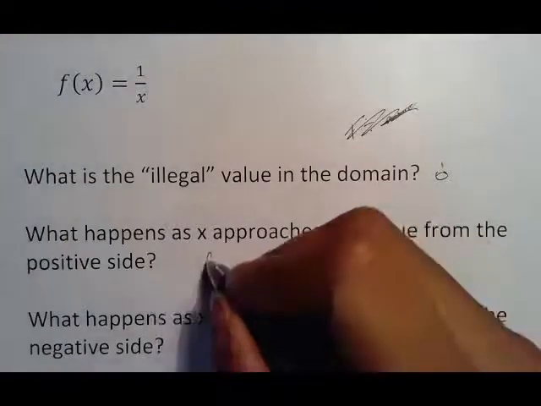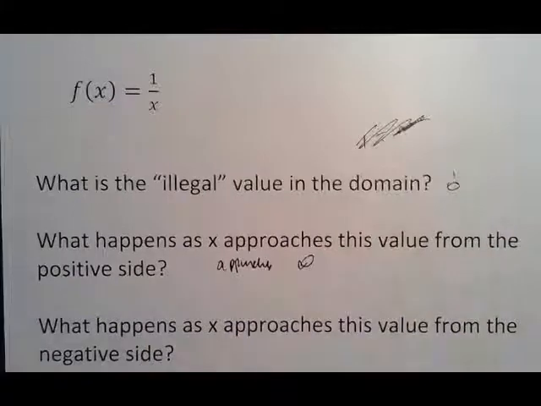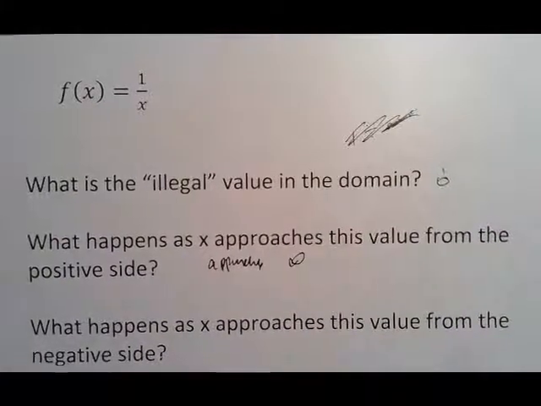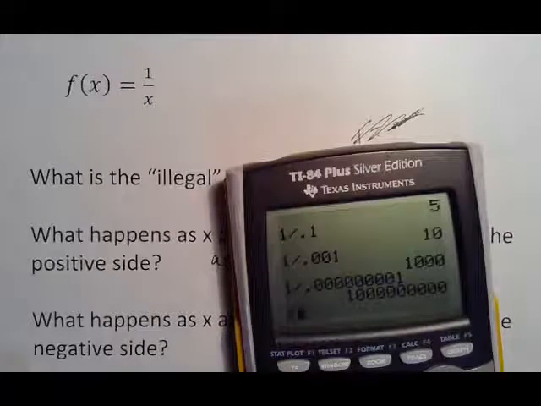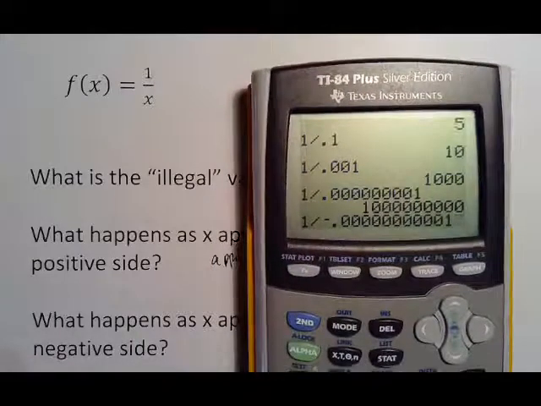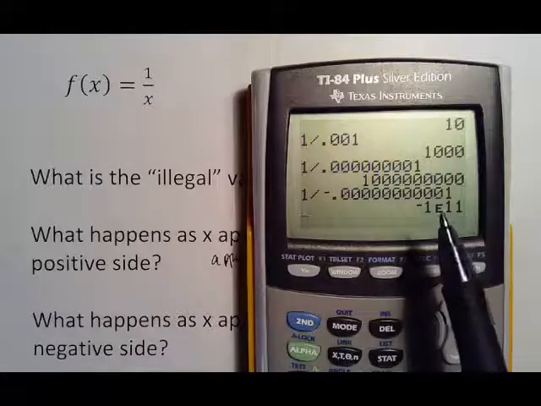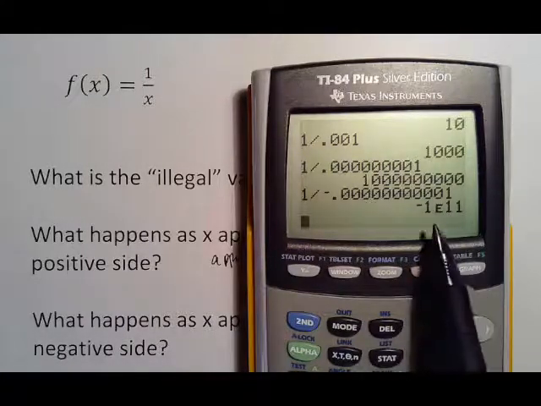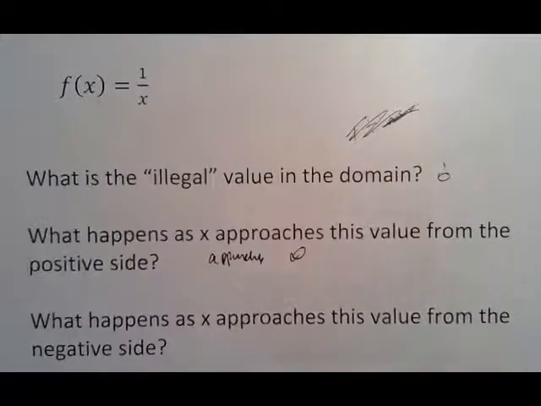So it approaches infinity is what it does. And as it approaches from the negative side, again, just do 1 divided by negative 0.000000001. So again, if you want to know what's happening pretty close to that number, just pick a very, very small number pretty close to it, and notice that you have a negative 1 followed by 11 zeros. So again, a very big negative number is what's going to happen because you're dividing by a negative.